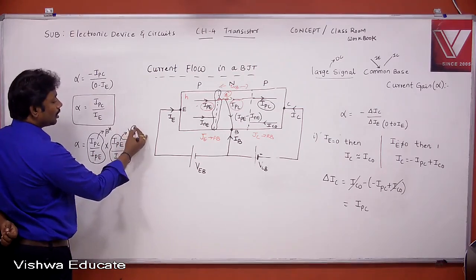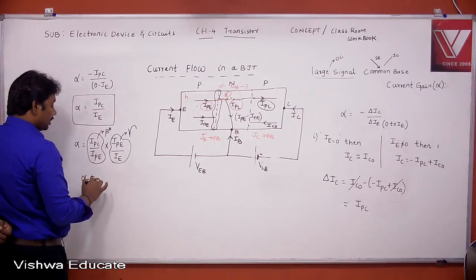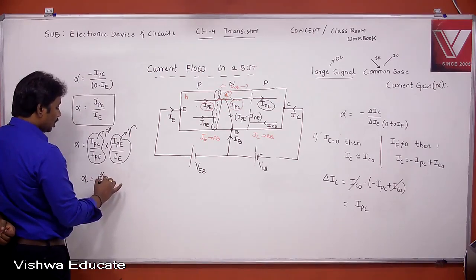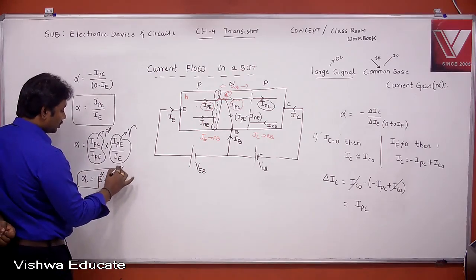Now tell me, what is the relation between transport factor and emitter efficiency? Alpha equals beta star into gamma. A very, very important relation.